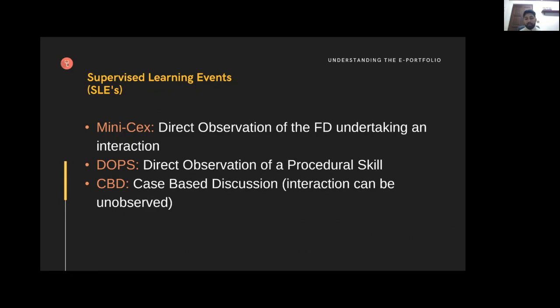DOPS, again, directly observed, and that is a procedural skill. So for me, some of the DOPS I managed to complete were ultrasound-guided cannulas, difficult ABGs, so like brachial artery ABGs. In my anaesthetics block, I intubated a few patients and got those signed off as DOPS. But yeah, anything sort of procedural counts as a DOPS, including cannulas and ABGs. But try and get a variety if you can.